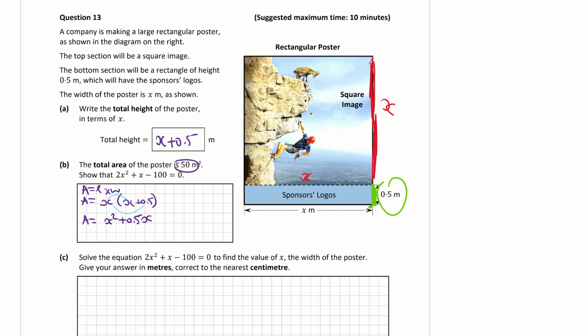Now they tell us the area here is 50, so sub in my 50. And to get rid of the decimal, the 0.5, I'm going to multiply across by 2. So 50 by 2 is 100 equals x squared by 2, 2x squared, a half x by 2, 1x. Then I move everything to one side, leaving me with 2x squared plus 1x minus 100 equals 0. I don't need the 1 in front of the x, so that's 2x squared plus x minus 100 equals 0.